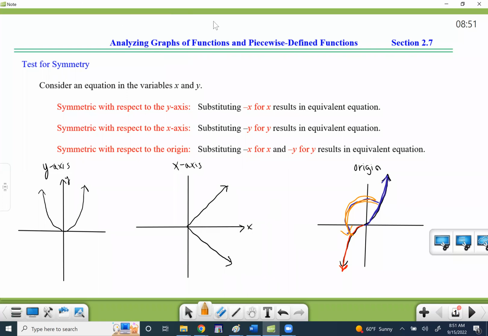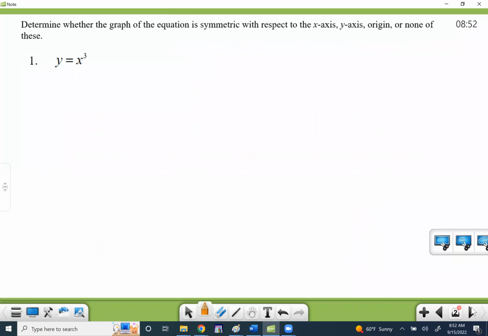All right, so to find out if you're symmetric to the y, you're going to substitute negative x in for x. To find out if you're symmetric to the x, you're going to substitute negative y for the y. So that's opposites, right? If I'm looking at the y-axis, make sure you do it to the x. If you're looking at the x-axis, make sure you do it to the y. And for the origin, you do it to both. Okay. So let's go in here and see what the heck that even means, right?